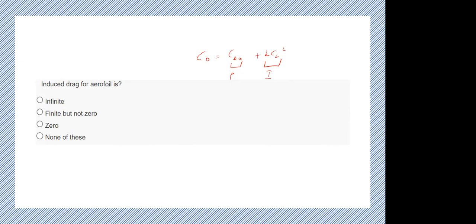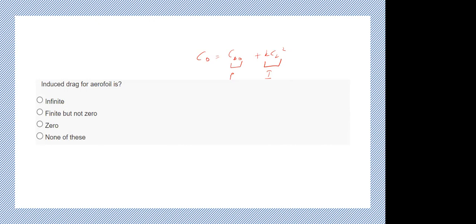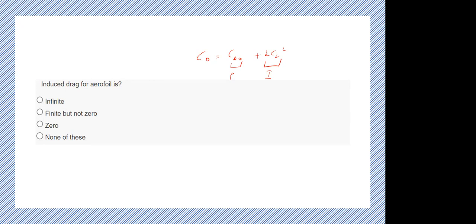Can you justify your answer? Whoever said finite but not zero, can you justify it? We can have a discussion here, so you can tell me why you think it is finite but not zero. Okay, someone who said it's zero, can you justify your answer? Yes, ma'am. In an airfoil, there is no spanwise flow which would create vortices, and vortices are the main cause of induced drag. So on an airfoil, there are no vortices.